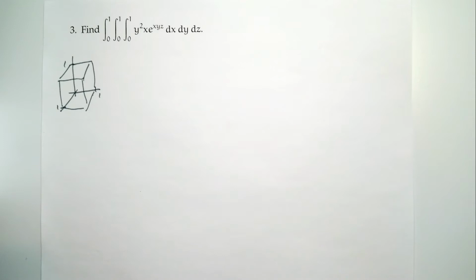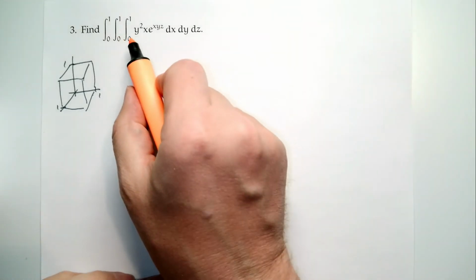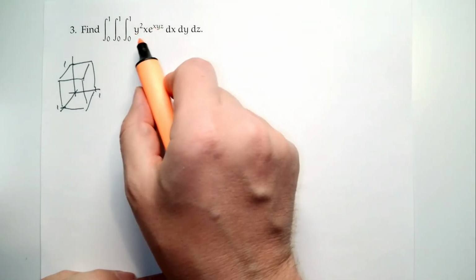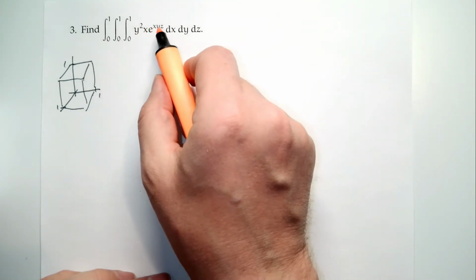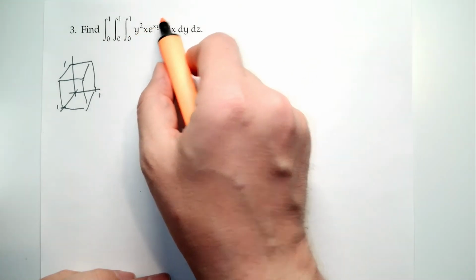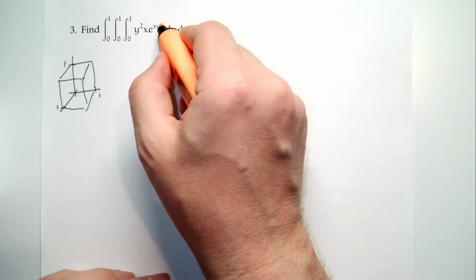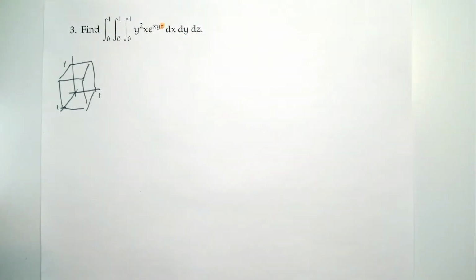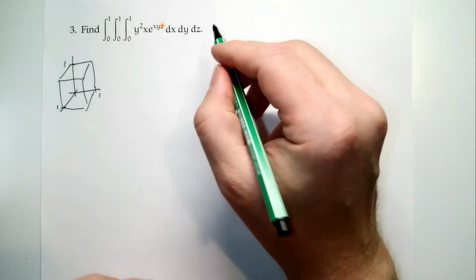Well, here's what I notice. If I look at the y's, there's a couple of y's. If I look at the x's, there's a couple of x's. When I look at z, good news, there's just the one. Now, what is that telling me? Well, the fewer variables, oftentimes the easier it is to work with. So, let's integrate first with respect to z.